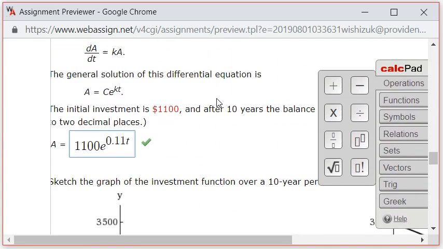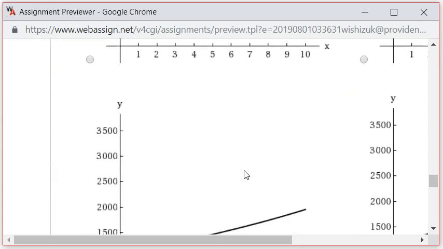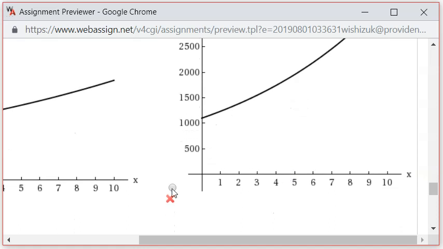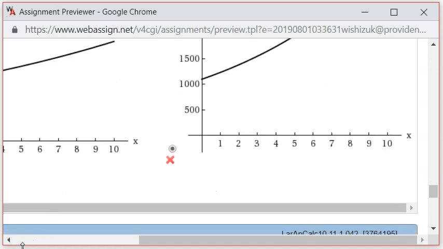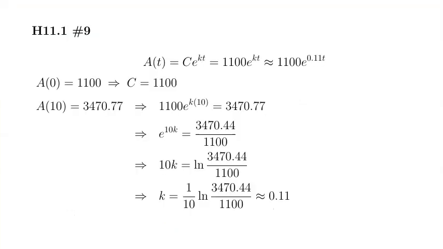Another thing we need to look at is that after 10 years, it has to be 3,470.77, and which one has that? After 10 years, this one doesn't even reach 2,000, so you can see that the correct picture is the fourth one. It's going to hit the right spot here. Let's check the answer. It came back and looks like we got the correct picture there. That's it. I hope that this was clear.